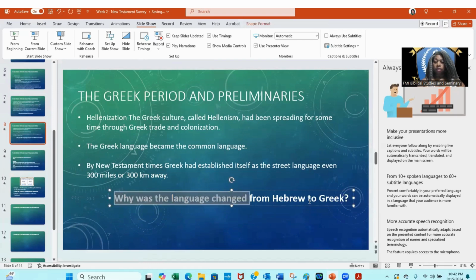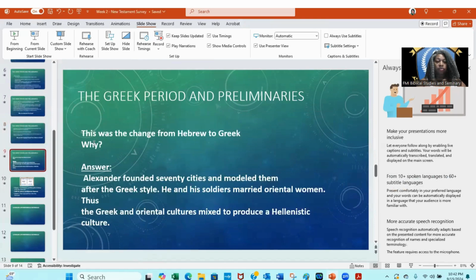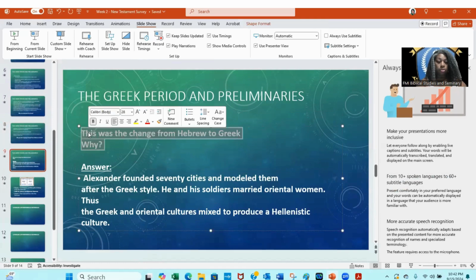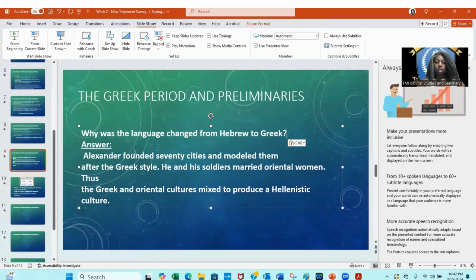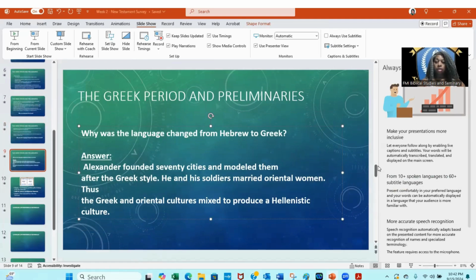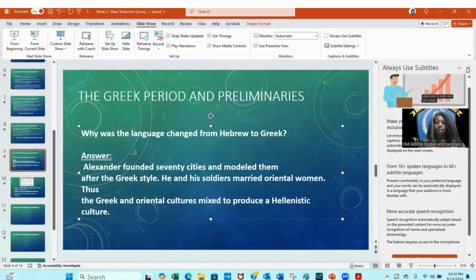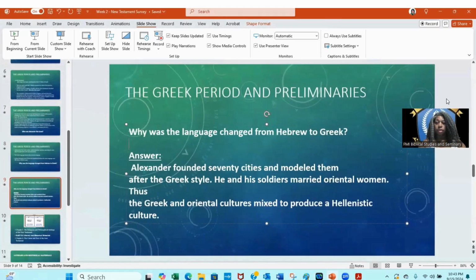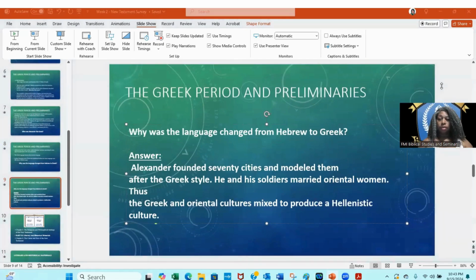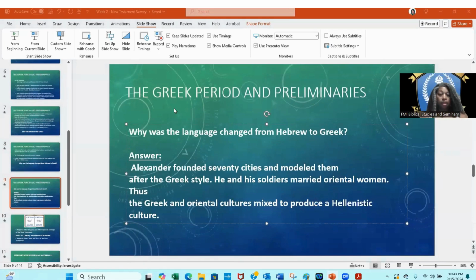Because I just rewrote this question, I'm going to copy it. Control C to copy, Control V to paste. Once you ask that question, and they give you their answers, then you want to switch over here to the next slide. I don't know what the instruction is there for.